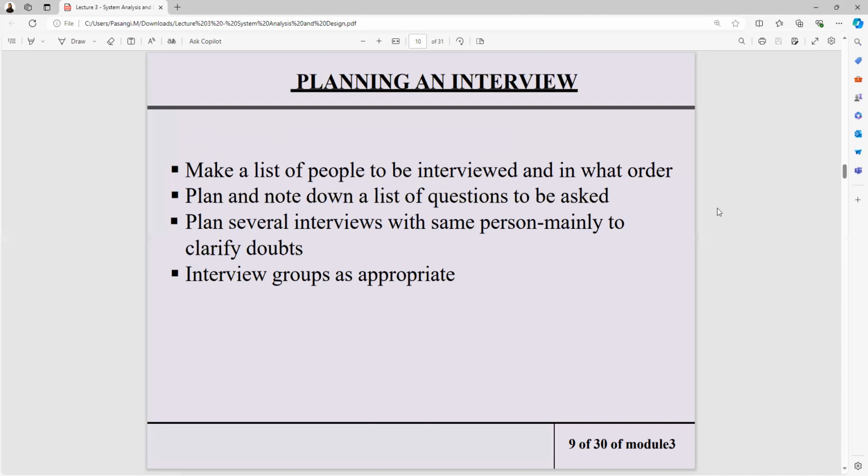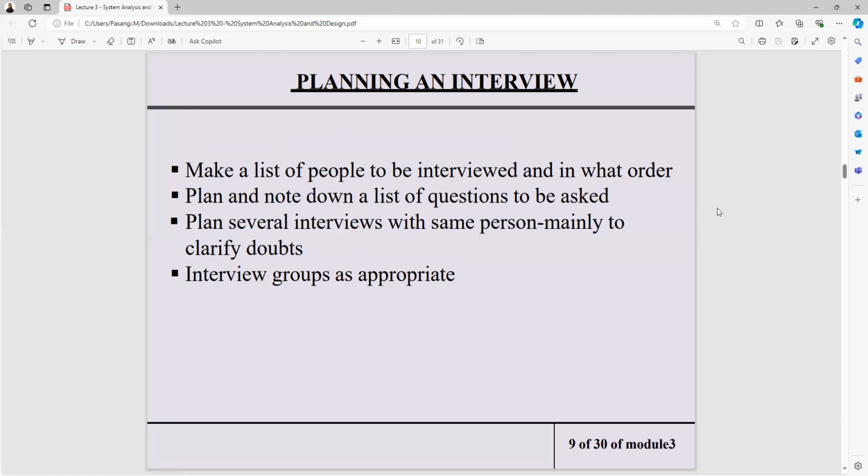As the third one, we need to plan several interviews with the same person, mainly to clarify doubts as well. As the fourth step, we need to interview groups as appropriate. These are the four steps which we have to consider when we plan an interview.